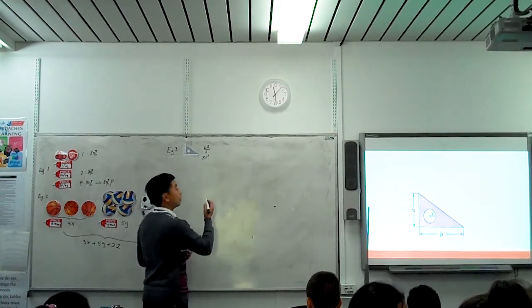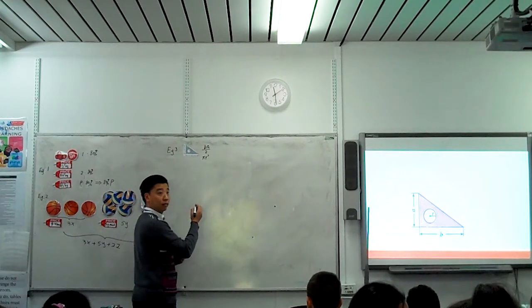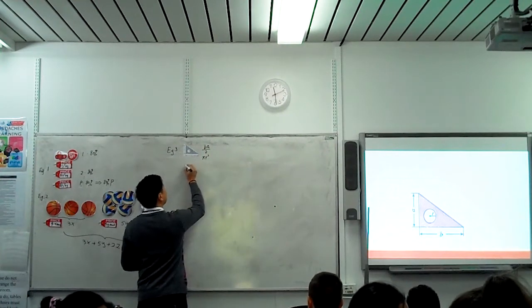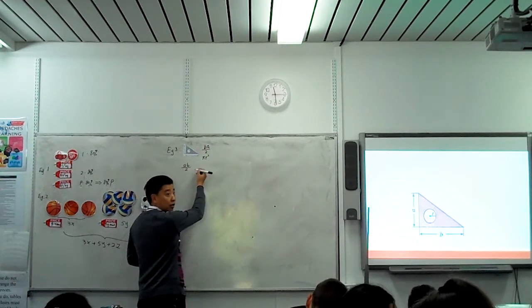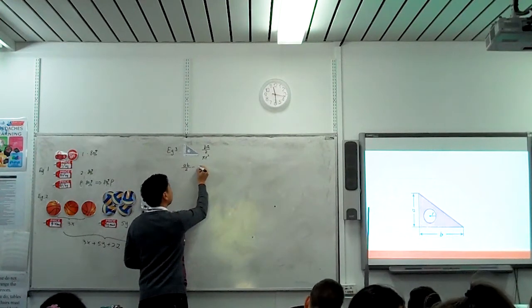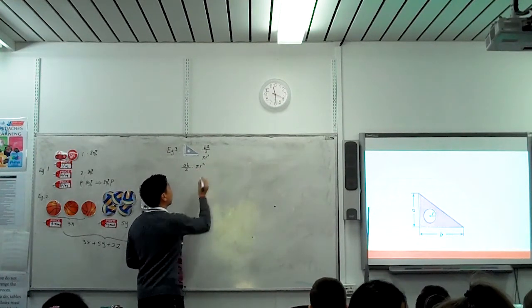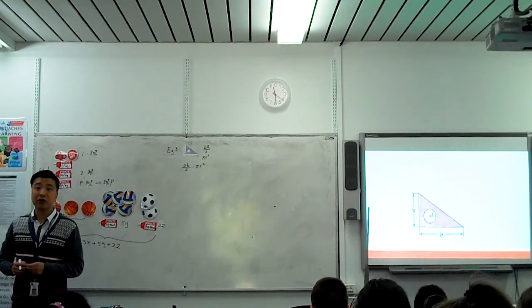A times B divided by 2 and... Alright, that's just AB or BA, it's the same. Divide by 2 and then? And then minus pi r squared. Very good. Okay, minus pi r squared. Do you have any questions?